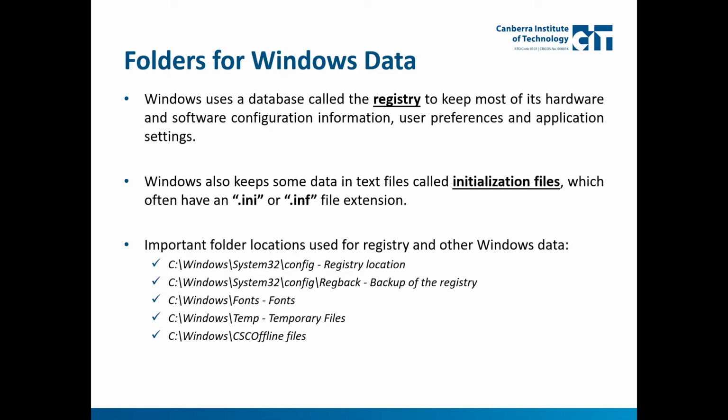We have our Windows System32 config folder, which pretty much stores all the registry location files. We have the backup folder for these registry files. We have our fonts folder. This fonts folder within your local disk drive, inside your Windows folder, identifies all the fonts that you have in your system. We also have the temporary files folder within our Windows folder as well in our local disk drive. And we have some offline files that are used by our system as well.